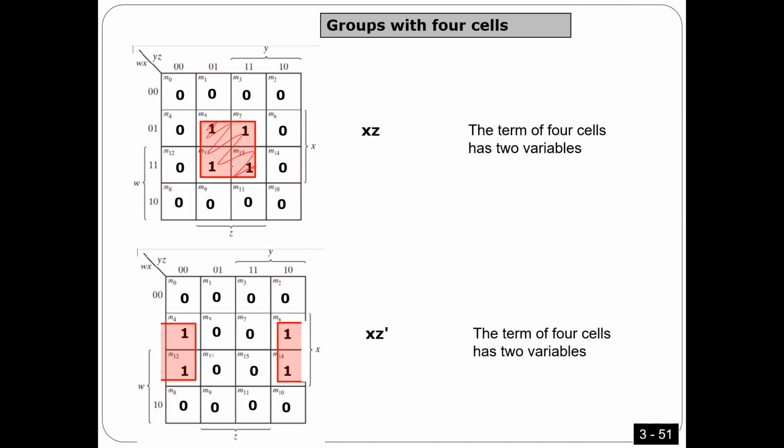Anyway, again, given this one, how can I get the variable here? Again, if you look at W, these 4 are not located completely in W or W prime, so I have to eliminate W.